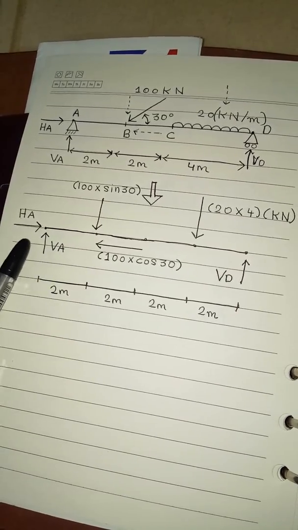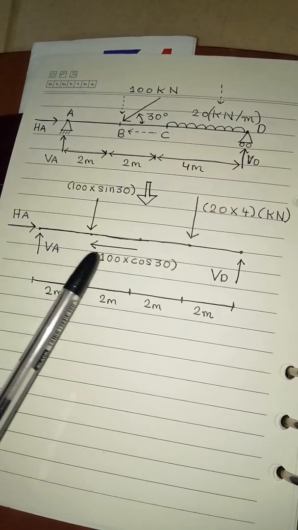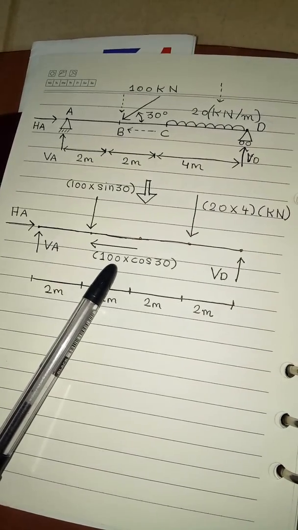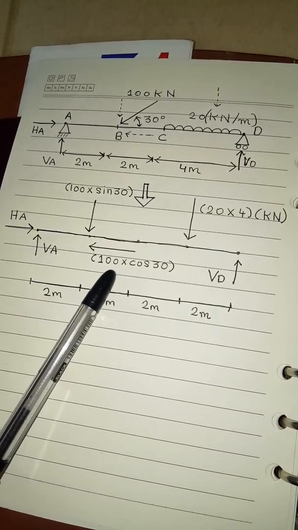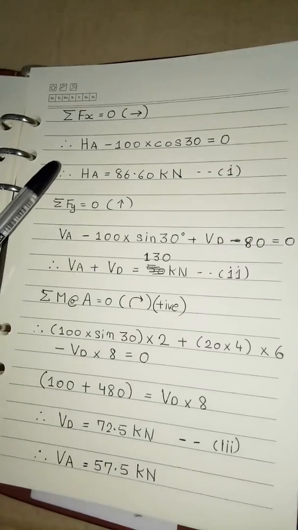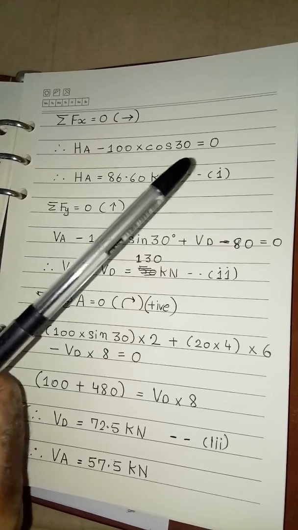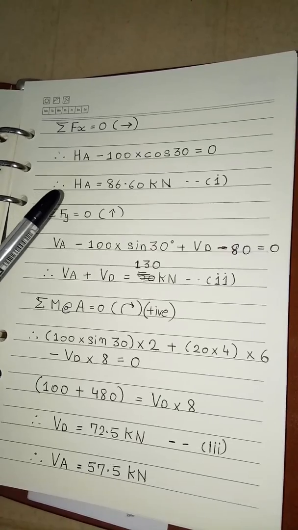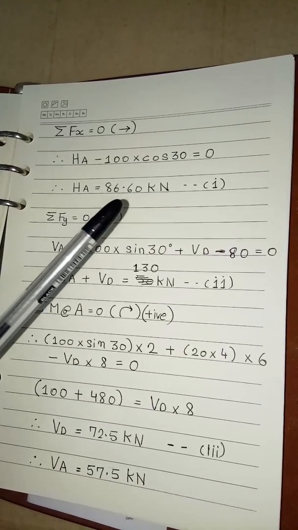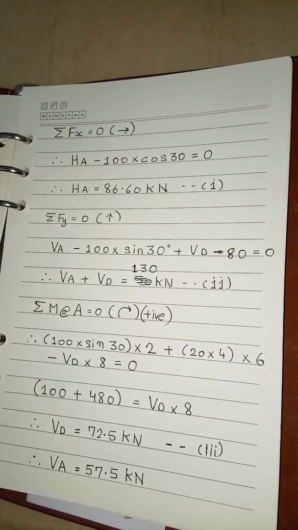Now this is the first horizontal force HA, which is going from left to right, and 100 into cos 30 is the next force acting in the horizontal direction. So I will apply this in the reaction, where I'll say that HA minus 100 into cos 30 is equal to 0. Thereby, solving, I get the value of HA equal to 86.60 kilonewton. So that was the first reaction which we have solved in the simply supported beam.